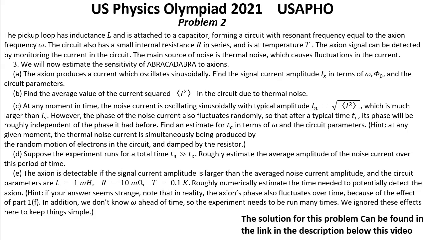Hint: if your answer seems strange, note that in reality the axion's phase also fluctuates over time because of the effect of part 1f. In addition, we don't know omega ahead of time, so the experiment needs to be run many times. We ignored these effects here to keep things simple.